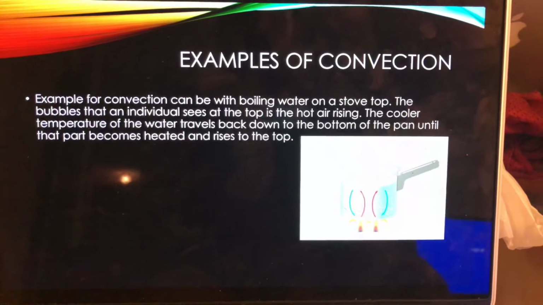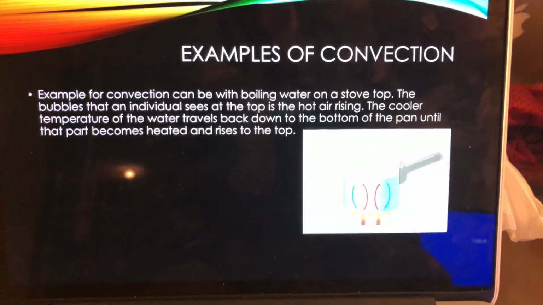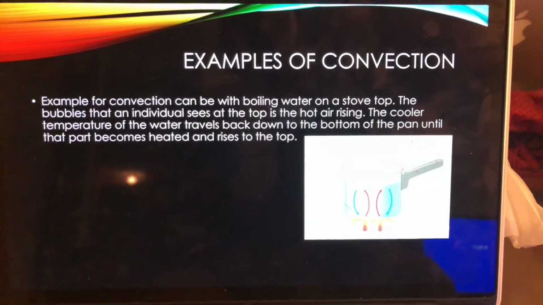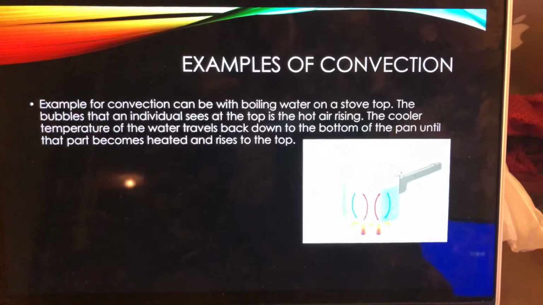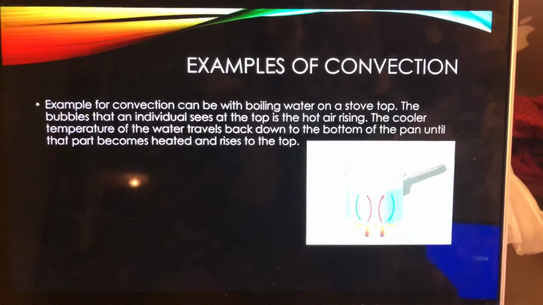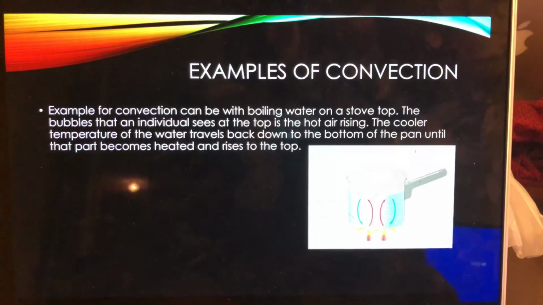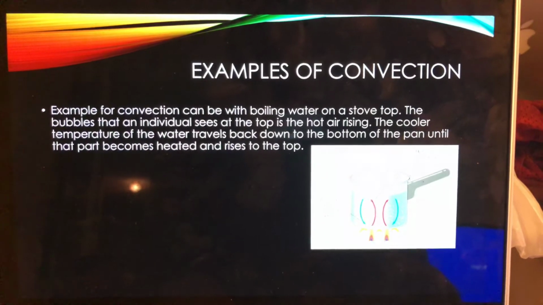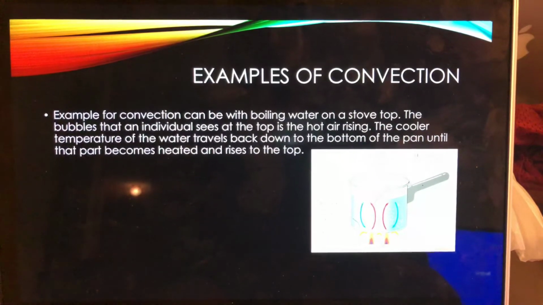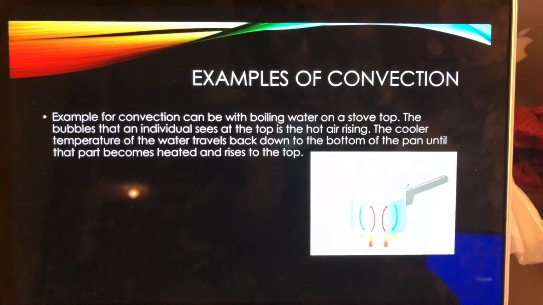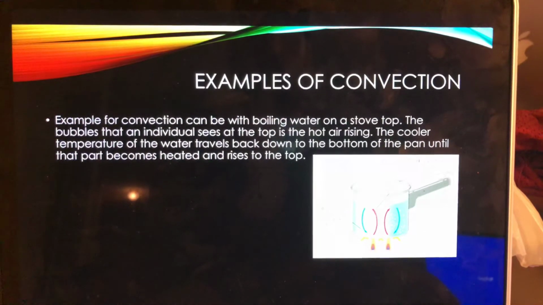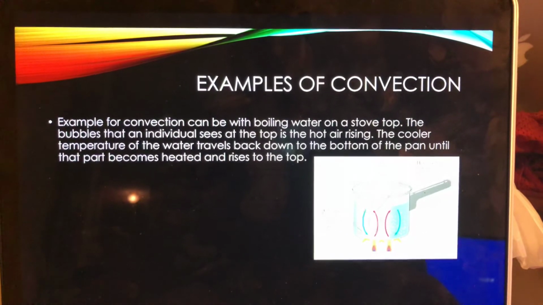And the cooler temperature of the water travels back down to the bottom of the pan until that part becomes heated and rises back to the top. So this becomes a continuous convectional current, as heat rises and the cooler temperature water falls back down, and then the whole process continues until the process is stopped.